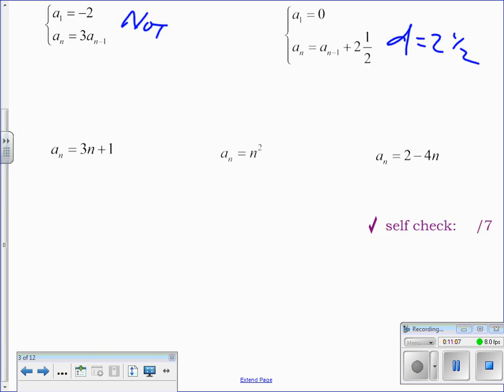Scroll up to do these. This one, it's an explicit formula. It is in a linear form. D is 3. It would increase by 3 each time.